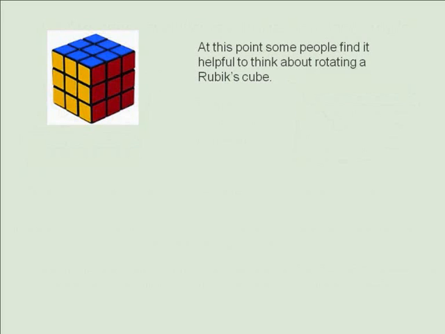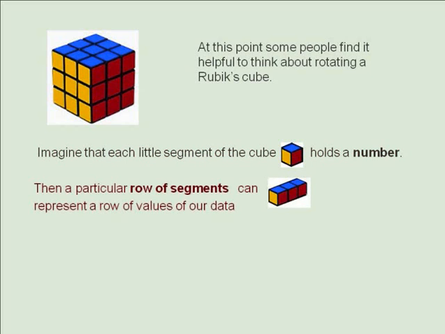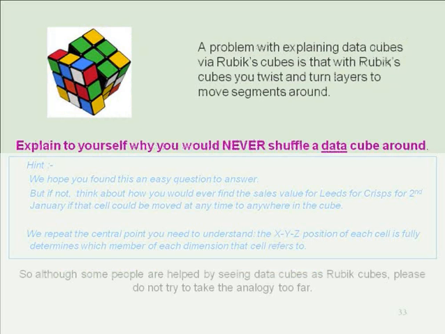At this point, some people find it helpful to think about how a Rubik's Cube might be rotated. Can you imagine that each little segment of the cube holds a number? Then, a particular row of segments in a direction can represent a row of values of our data. But the same row could be turned to make a column. Or again, the same row could be turned to make a depth. So, rotating the whole cube can help highlight different dimensions, but the data itself remains intact.